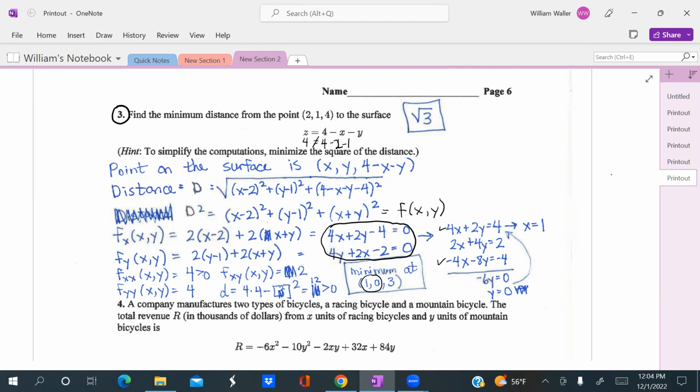I'm hoping it's a minimum, right? I have a critical point on the distance squared function at 1, 0, and 3. That's now where we're going to apply the second partial derivative test, right? So here I've computed my second partial derivatives. With respect to x, that turns out to be the constant 4, nicely, which is positive. And there's my mixed partial derivative, x and y. That turns out to be the constant 2.